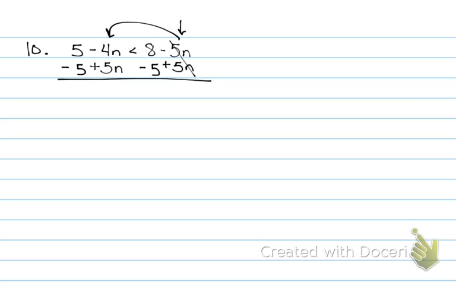Negative 4 plus 5. All right? So now my 5's canceled. My n's canceled. Now let's simplify what's in the middle. What's negative 4 plus 5?